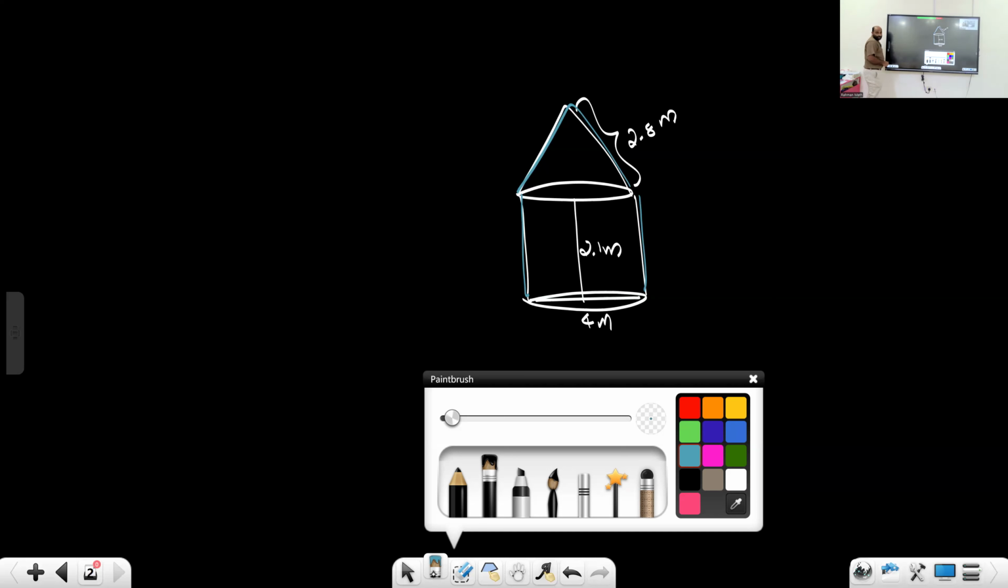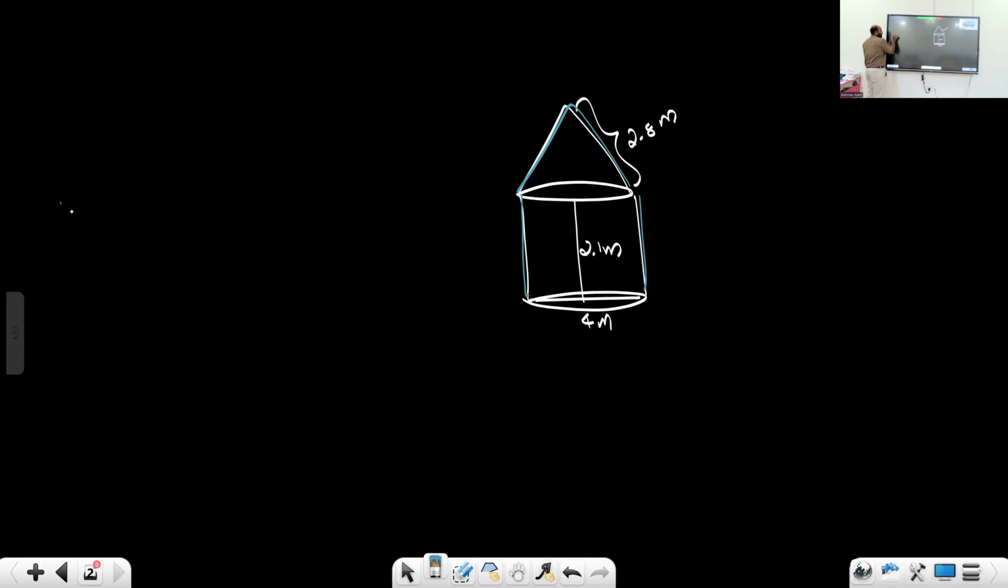What is the cylinder area? Curved surface area. What is the curved surface area of the cylinder? 2 pi r h. And the cone's curved surface area is what? Pi r l. The radius is the same only, that's why I use the same r. 2 pi r h is the curved surface area of the cylinder, which you have been learning from 8th standard onwards. And pi r l, you learned last year, is the curved surface area of the cone.